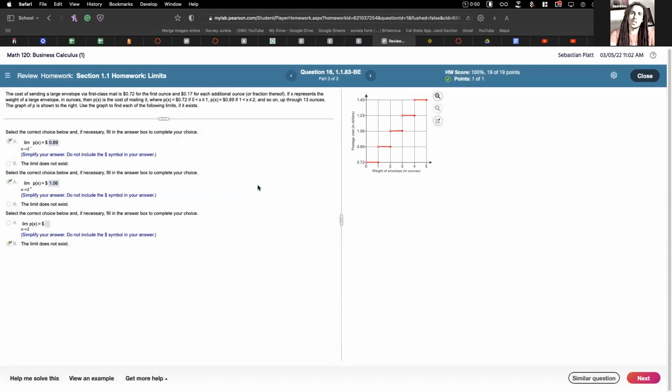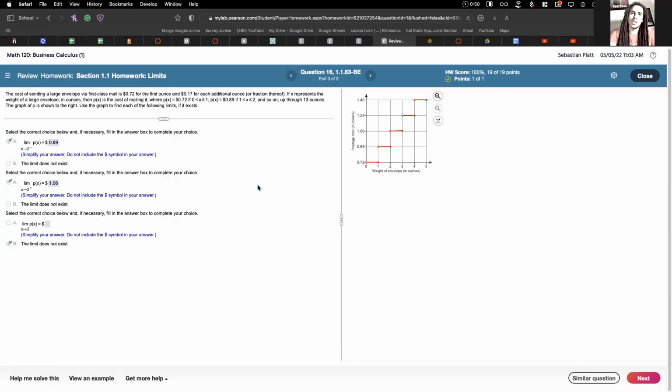The cost of sending a large envelope via first class mail is 72 cents for the first ounce and 17 cents for each additional ounce. If X represents the weight of a large envelope in ounces, then P of X is the cost of mailing it, where P of X is 72 cents if X is between 0 and 1 or less than or equal to 1. P of X is equal to 89 cents if it's between 1 and 2, and so on through 13 ounces. The graph of P is shown to the right. Use the graph to find the following limits if they exist.